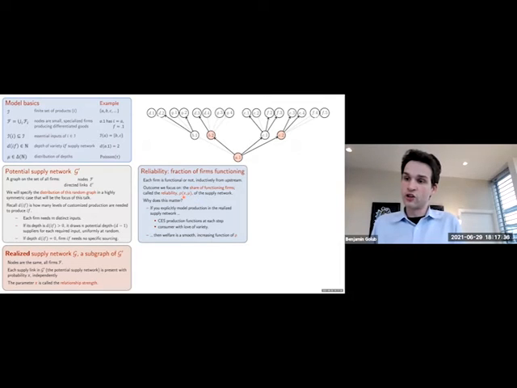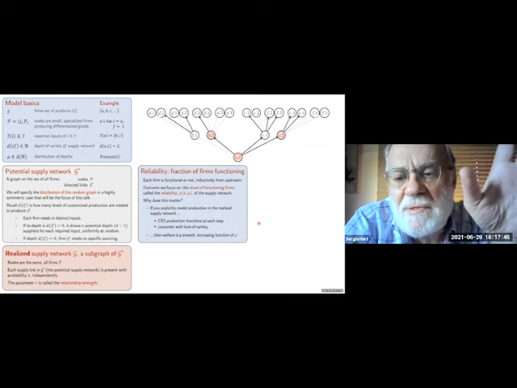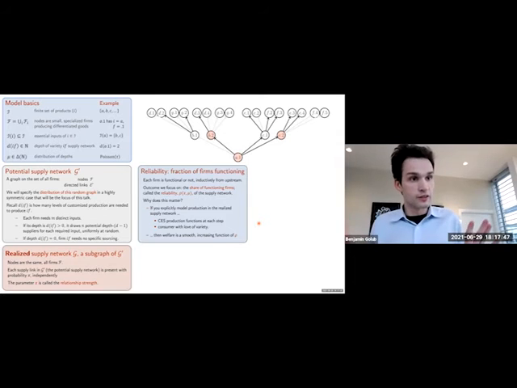And so I'm going to look at the fraction of firms that can successfully produce. And in the background, of course, M and N are fixed throughout. Exactly. M and N are fixed. So this will essentially be a function, at least in some limit, of N and M only.